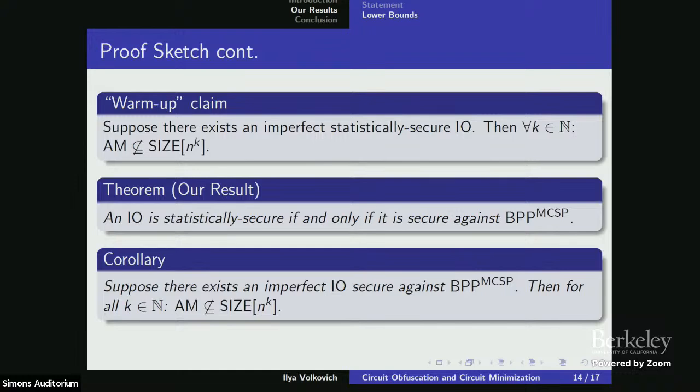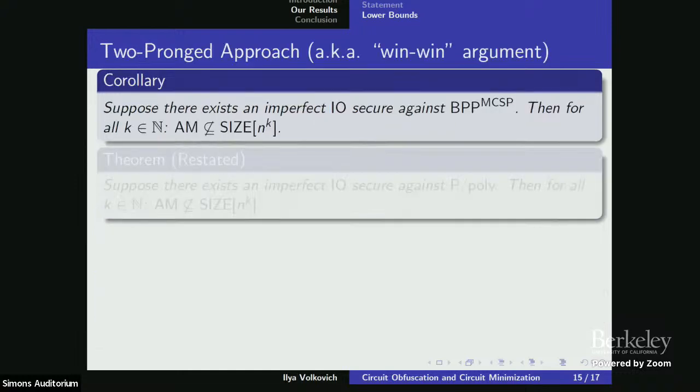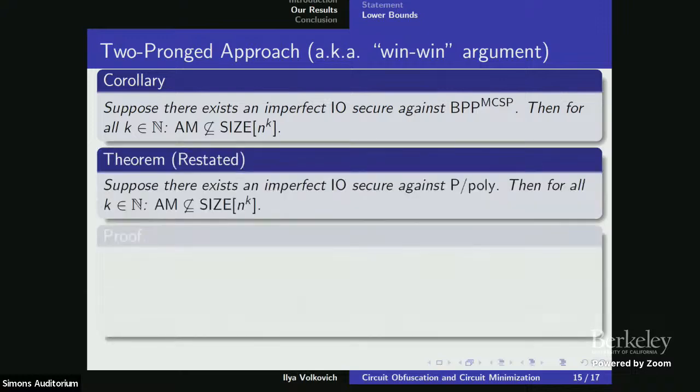And now to put the final thing here, I want to actually go from this to our result, which is: if I have an IO which is secure against P/poly, I get lower bounds. I want to go from this to this, and this is done by the standard two-pronged approach we use in complexity theory, also known as the win-win argument. And the interesting thing is that it's conditioned on the complexity of MCSP, namely two cases.